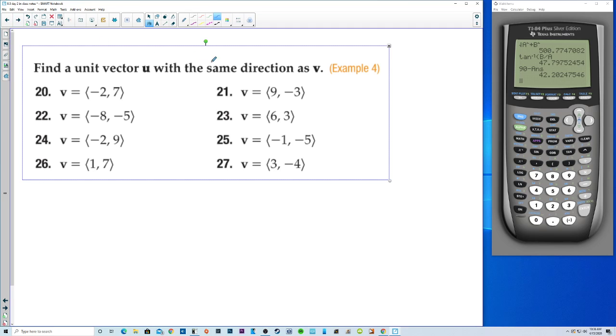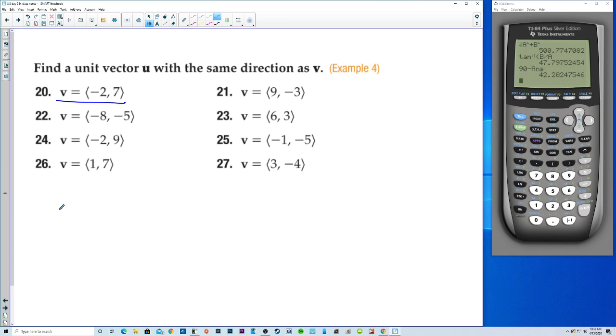Find a unit vector u with the same direction as v. So here we have, let's just grab number 20. We need the magnitude of v. We divide each of these by the magnitude of v. So the square root of 4 plus 49 is the square root of 53. So the unit vector is -2 over square root of 53 and 7 over square root of 53.